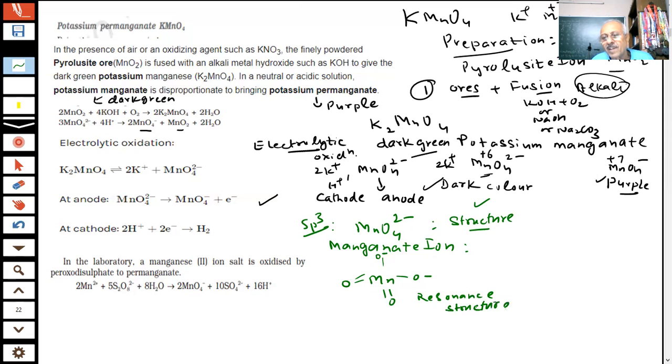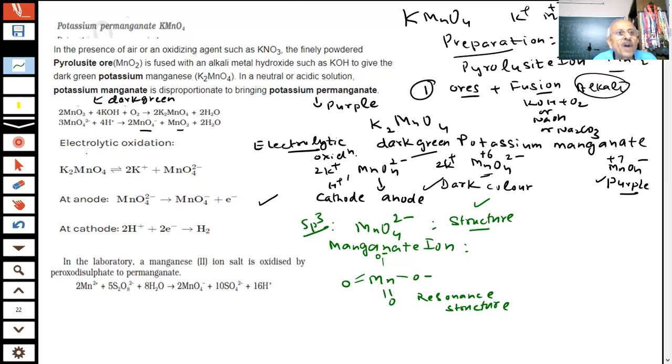If one is interested, one can try to draw. Many resonance possibilities are there because all the oxygens are equal, students. You cannot say this is double or this is single. They can be anything. This can be double, this can be single. So whatever possibilities are there, maybe 5, 6 or more structures may become possible in such cases. So there is a tetrahedral manganate ion which is green in color.